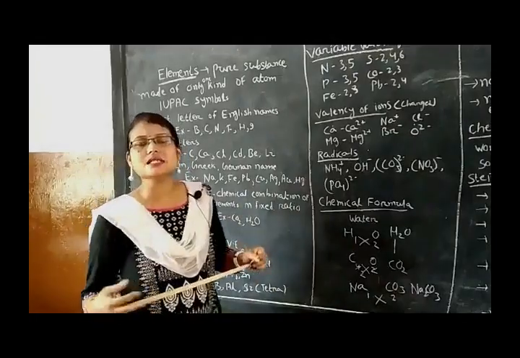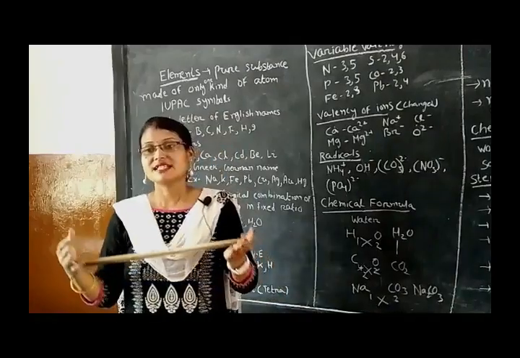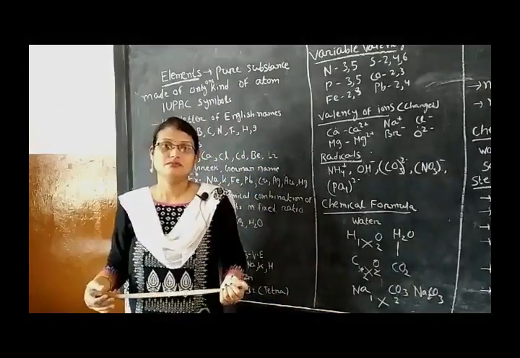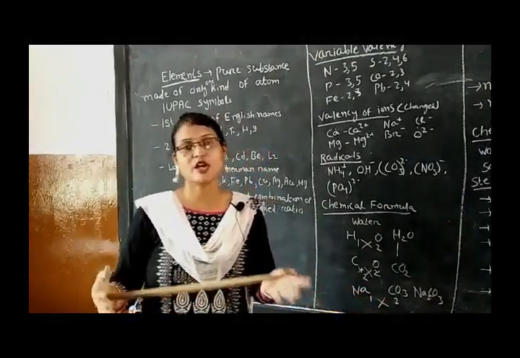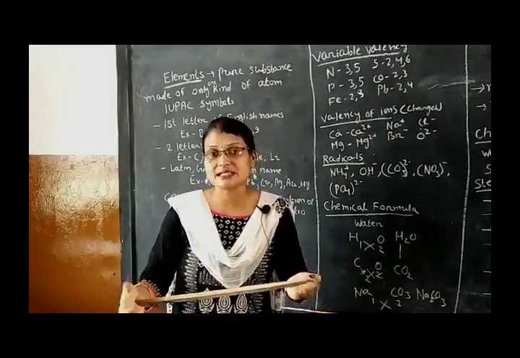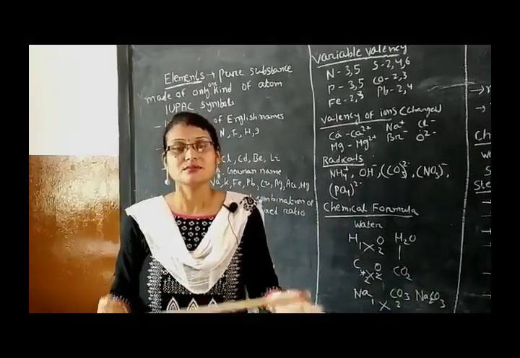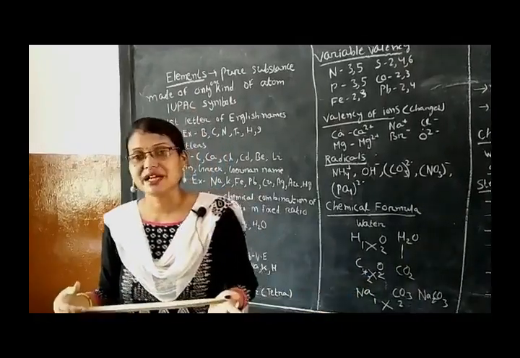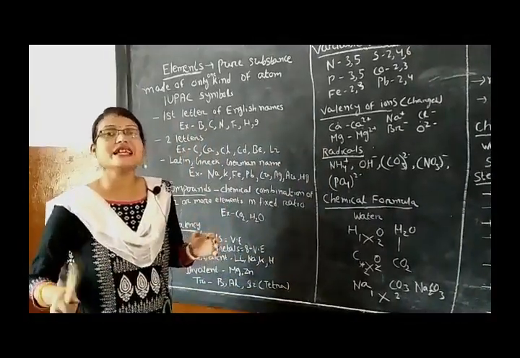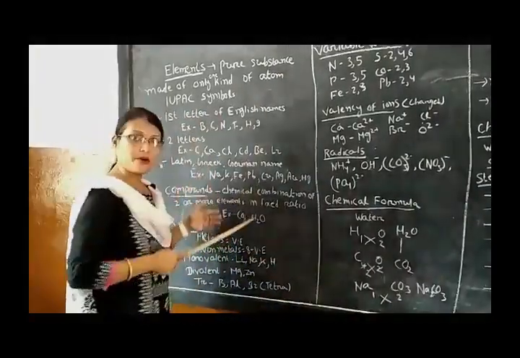Also, there are some elements in the periodic table named according to a scientist's name, or a place name, or a planet's name. For example, mendelevium, named after the scientist Mendeleev. Curium, after Madame Curie. Then place names: indium, americium. Or planet names like uranium, plutonium, neptunium. So this is about the symbol that we can give to each and every element. Each element is known by its specific symbol. So this is about elements.